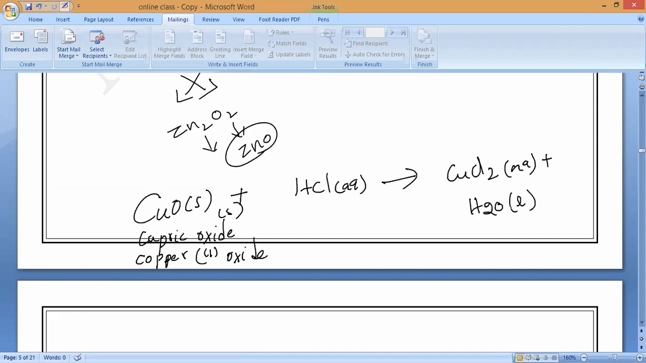So understand, this is the reaction between metal oxides, not metals. Metals are different, metal oxides are different. Acids react with metal oxides and form the respective salt along with one more byproduct. What is the byproduct here? Water. Do you understand? Yes or no? That is what to remember. So this is all about the seventh property.